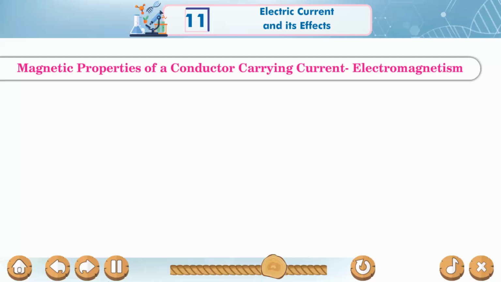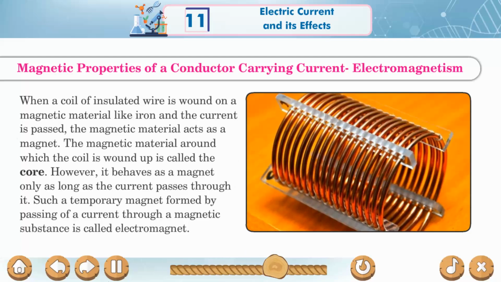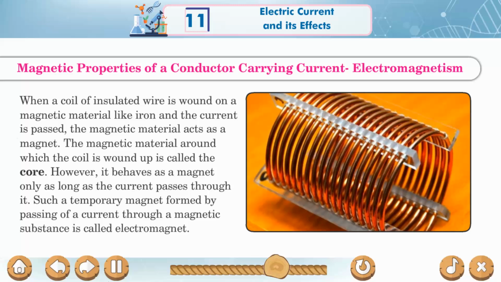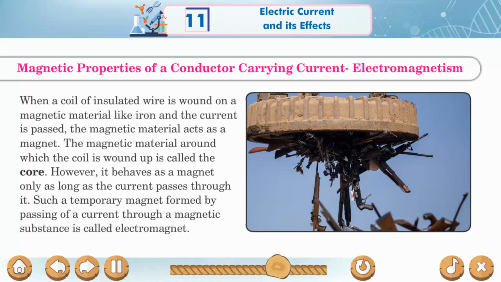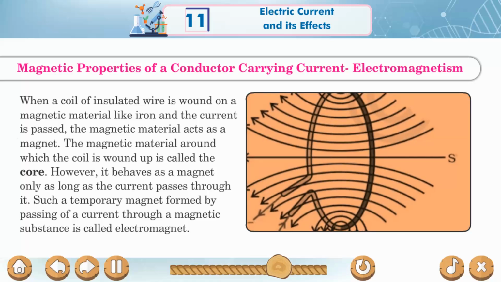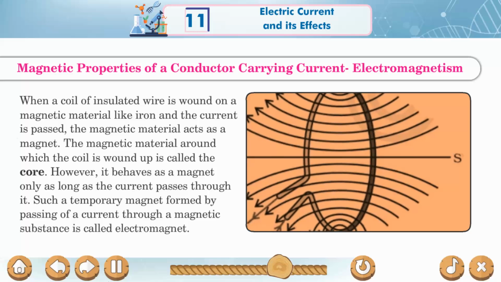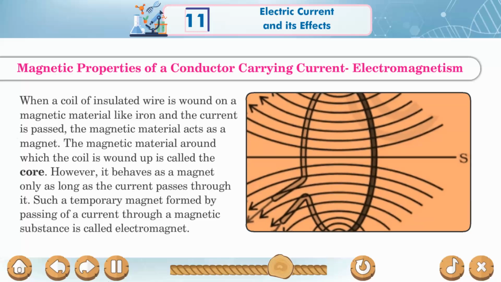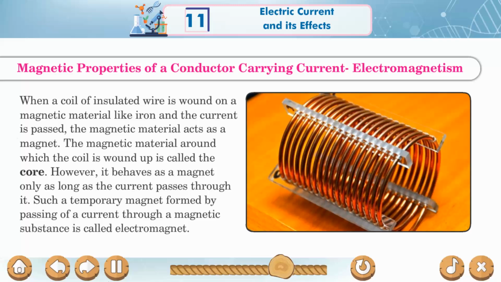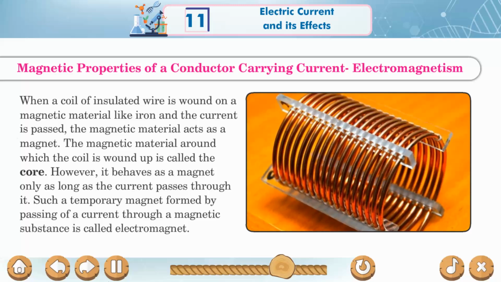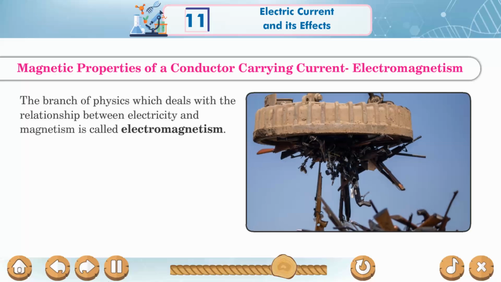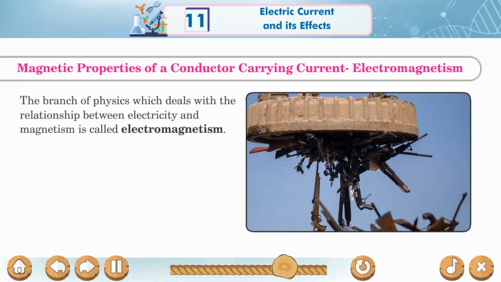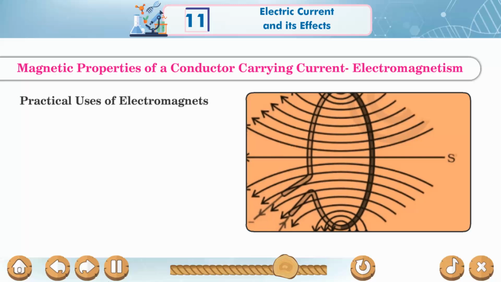Magnetic properties of a conductor carrying current: electromagnetism. When a coil of insulated wire is wound on a magnetic material like iron and the current is passed, the magnetic material acts as a magnet. The magnetic material around which the coil is wound is called the core. However, it behaves as a magnet only as long as the current passes through it. Such a temporary magnet formed by passing a current through a magnetic substance is called an electromagnet. The branch of physics which deals with the relationship between electricity and magnetism is called electromagnetism.